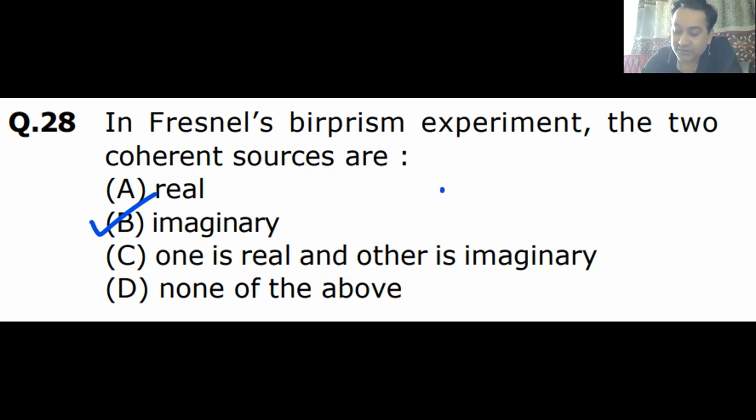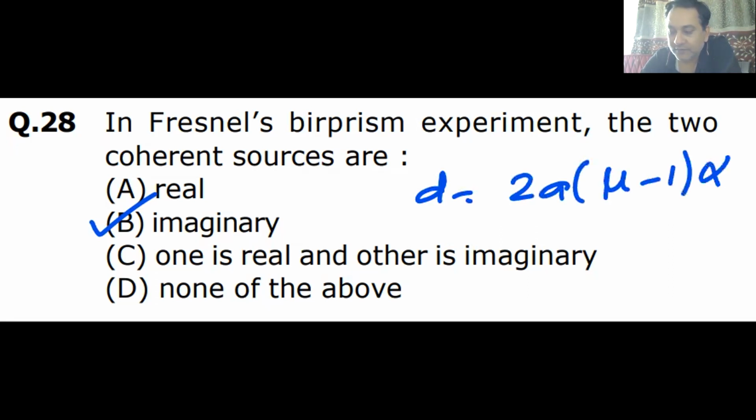Remember, the distance between the two sources is 2a(mu minus 1) alpha. Don't forget it. Fresnel biprism. If the paper is tough, then you can expect a question from the Fresnel biprism experiment. I have more lined up for you. This is the next one.